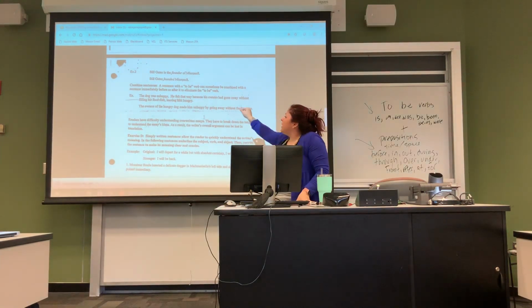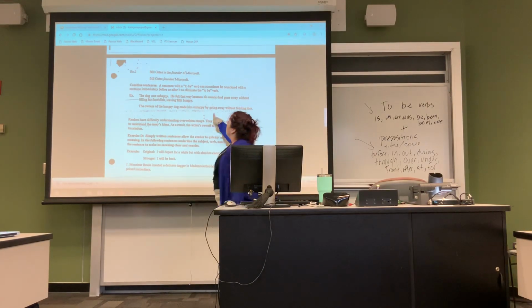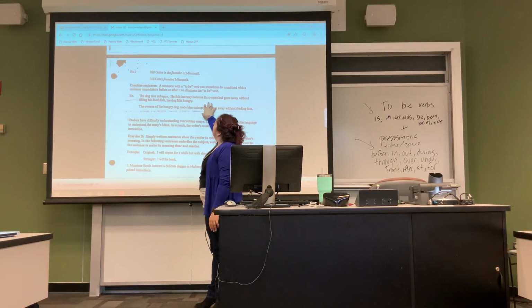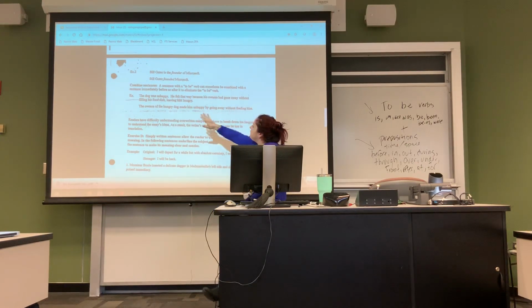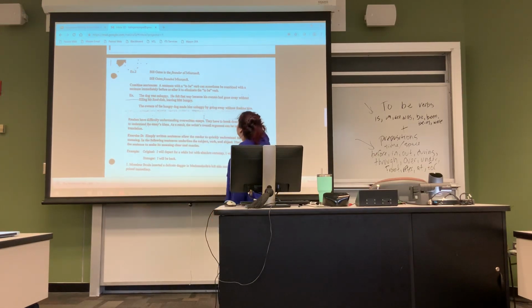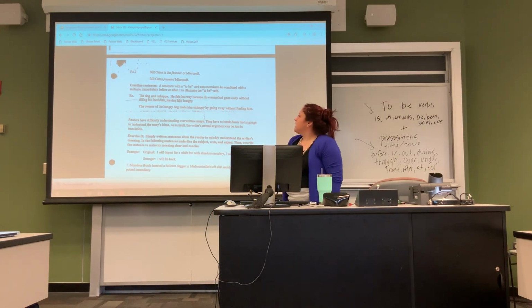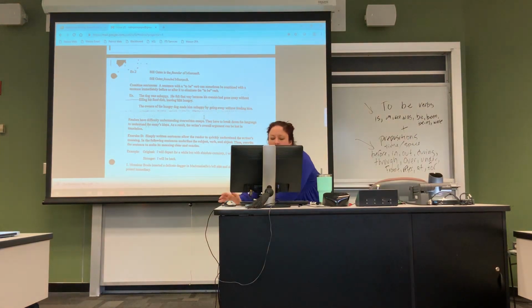Here's one other strategy. Combining sentences is actually a really strong persuasive approach. So this is short, choppy: The dog was unhappy. He felt that way because his owners had gone away without filling his food dish, leaving him hungry. Combined: The owners of the hungry dog made him unhappy by going away without feeding him. Sentence combined. Okay, that is definitely a good strategy that you can employ as well.